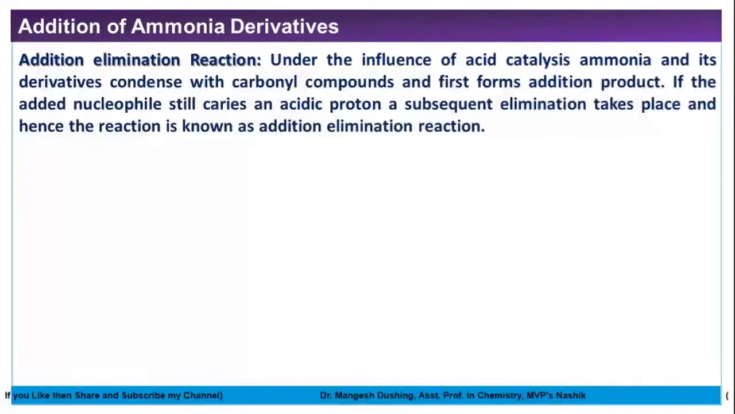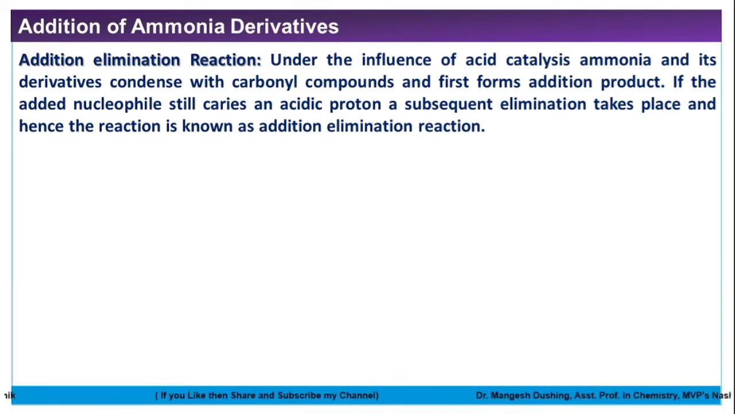So the first reaction we will see is the addition of ammonia derivatives to aldehydes and ketones. These types of reactions are called addition-elimination reactions. These are somewhat different compared to the previous reactions. In previous reactions there was a complete addition on the carbonyl group. Here, the first step is the addition reaction, and then the next step is the elimination reaction.